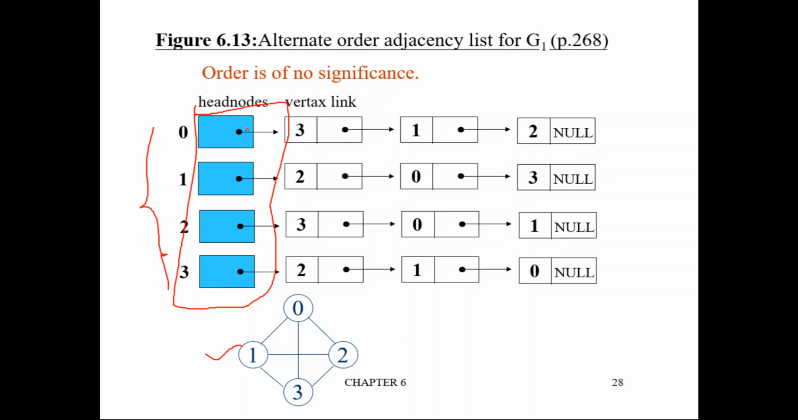So 0 to 3 is represented directly like this. 0 to 1 is represented using the pointer from 3 to 1. And 0 to 2 is represented using the pointer from 1 to 2. So the order can be anything. Here, 1 to 2, and then 1 to 0 is represented using the pointer from 2 to 0. And 1 to 3 is represented using the pointer from 0 to 3. So the order doesn't matter. That's what the point is.